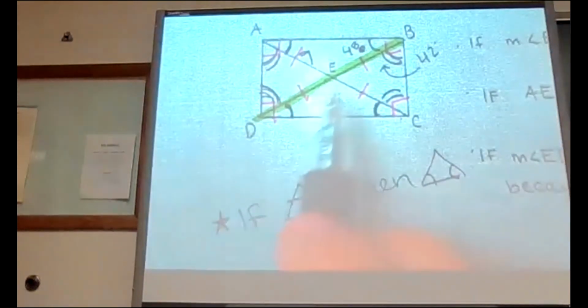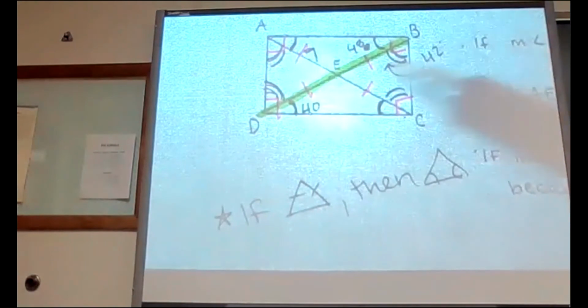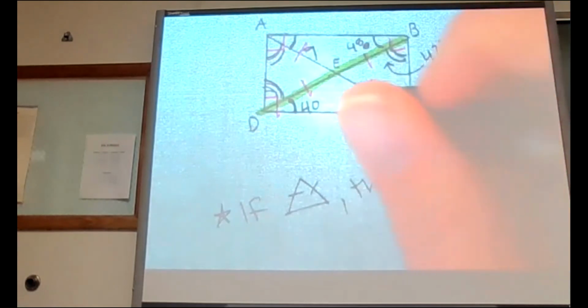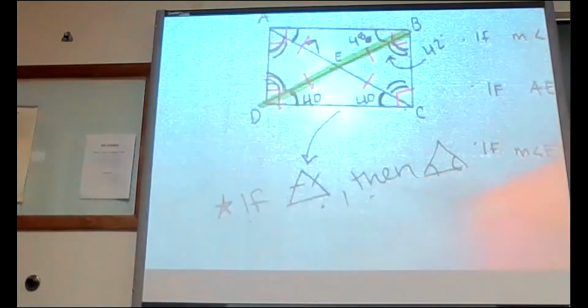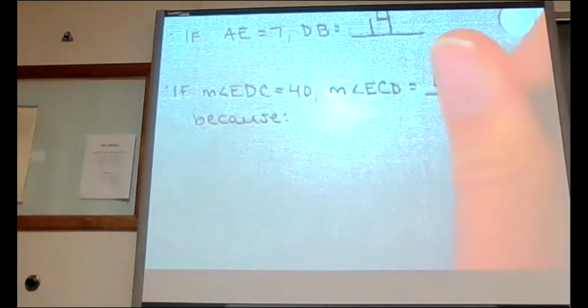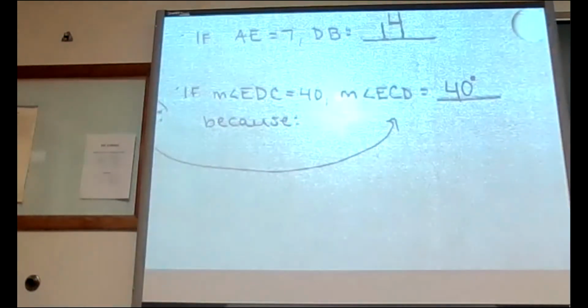Going back to our angles. EDC is 40. E to D to C is 40. So what is ECD? And we've already marked it. If this angle is 40, then this angle is 40. We've marked them as the same angle. That's using this. Okay, if sides, then angles. So if angle D is 40, then this angle C is 40. Okay, that's what we use there. If sides, then angles.